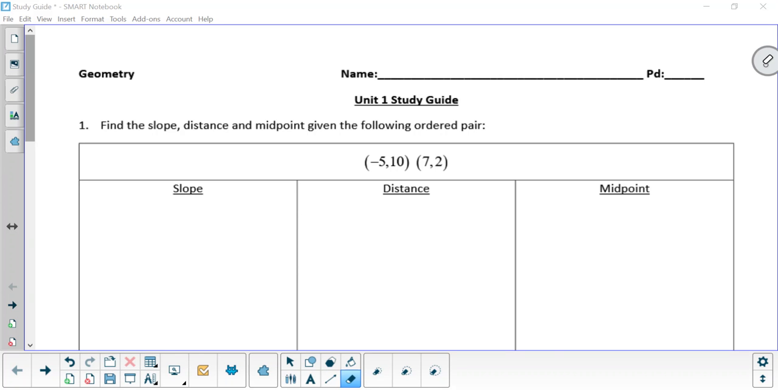Okay, I'm going to be going through your Unit 1 study guide. This should be in your folders if you haven't gotten it already.